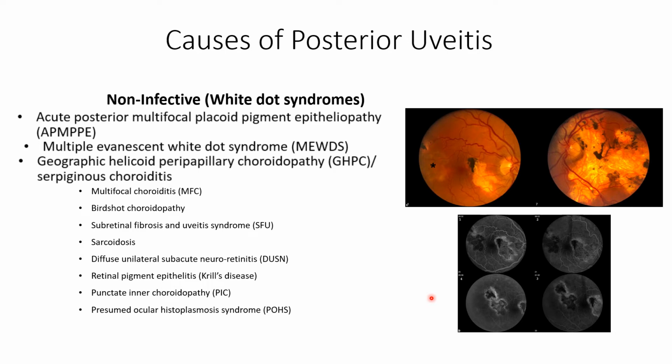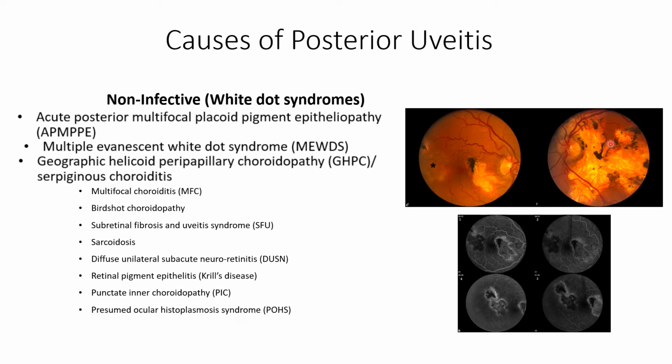Another disease is commonly known as serpiginous choroiditis or geographic helicoid peripapillary choroidopathy. The age of onset is 30 to 60 years. It is more common in males. It is usually bilateral, although it is asymmetrical, as you can see in this photograph.